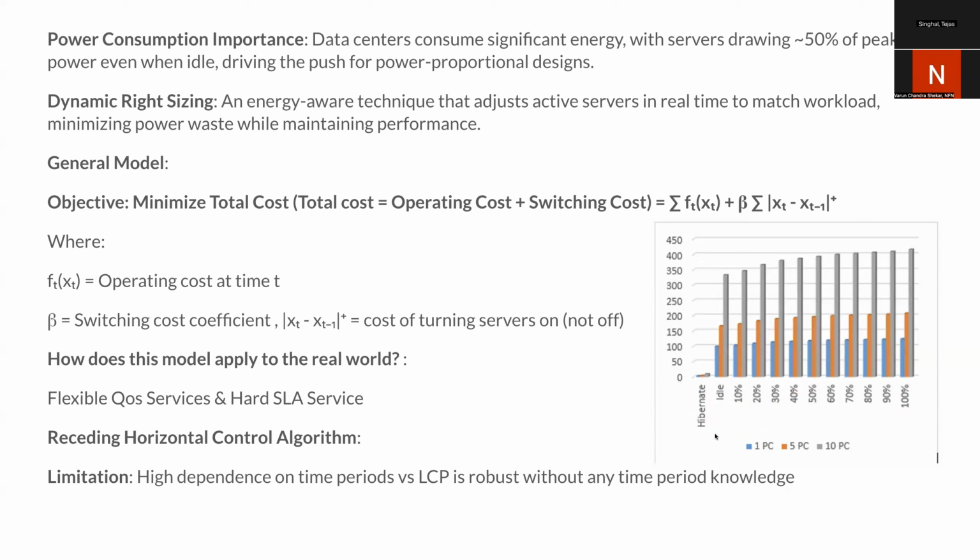So what is dynamic right sizing? It is a game-changing approach that makes data centers power proportional. It works by turning idle servers off or putting them into sleep mode during low usage periods and activating them as demand increases. This ensures energy efficiency while maintaining responsiveness.